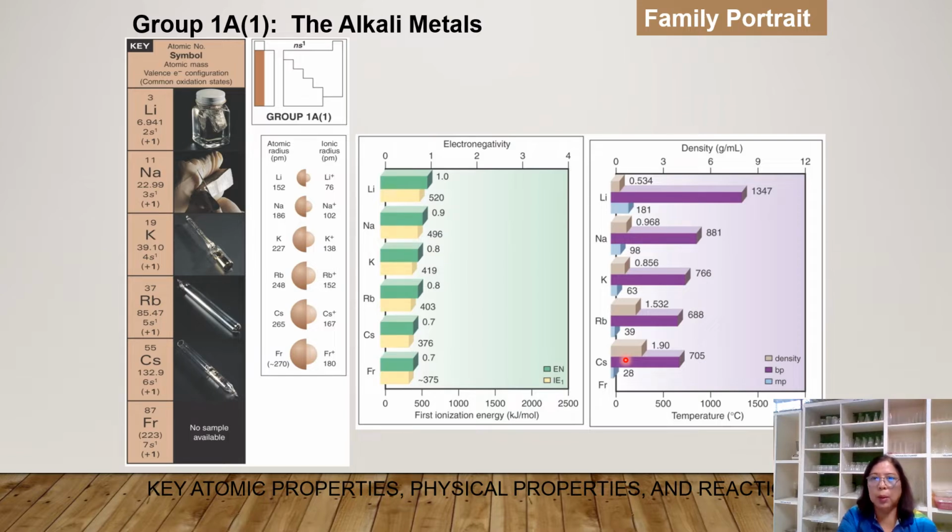Okay. Now in terms of boiling point, the highest boiling point goes to lithium, and as you go down the periodic table, the boiling point also decreases. And in terms of melting point, it has a similar trend with that of boiling point, that lithium has the highest melting point as compared with francium.